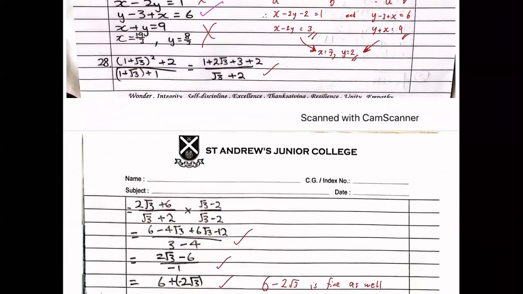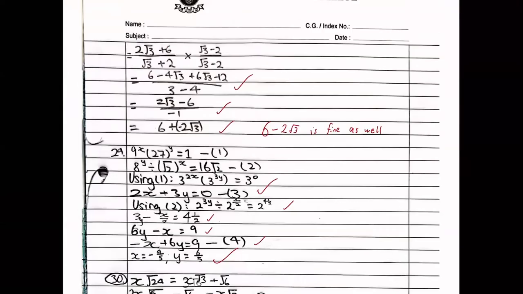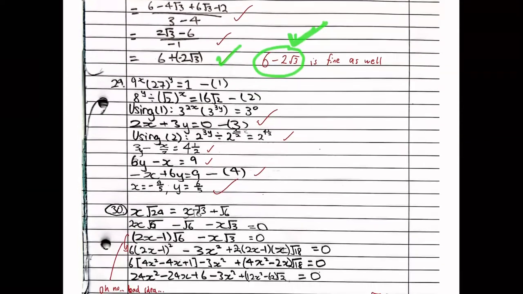Over here, you don't need to put down plus bracket minus. It's fine. Even though they ask for a plus b root 3, you don't need to show it precisely like this. 6 minus 2 root 3 is also okay. 6 minus 2 root 3 without the bracket is also okay. Without the plus. Both are okay. Can? Yeah, all right, moving on.